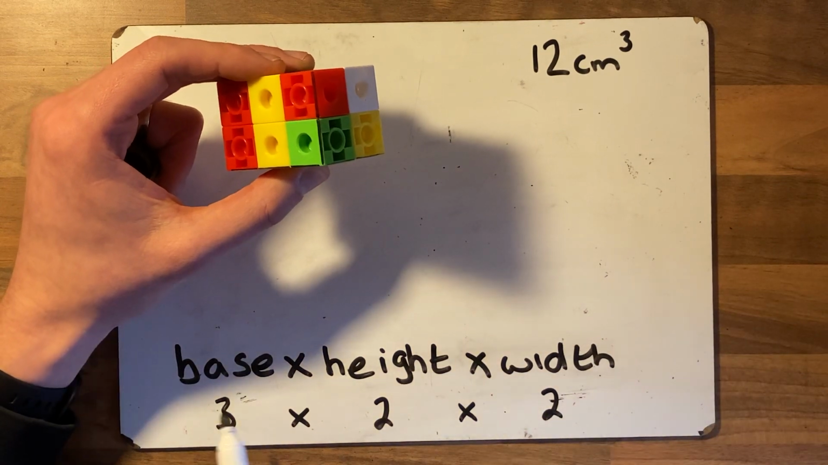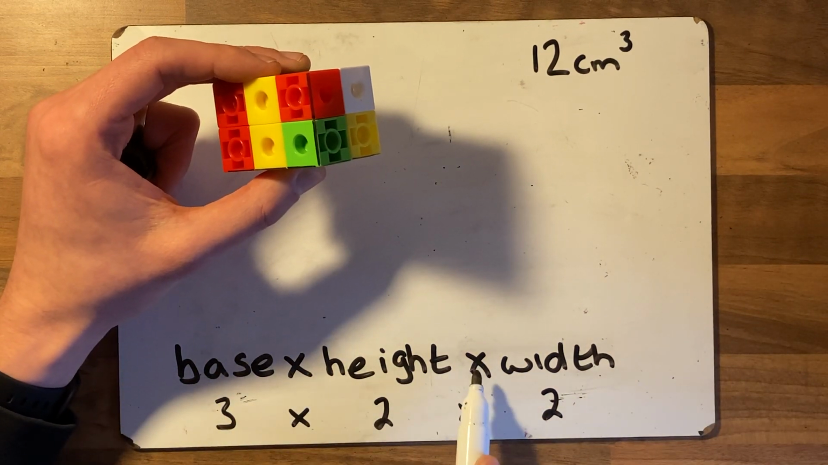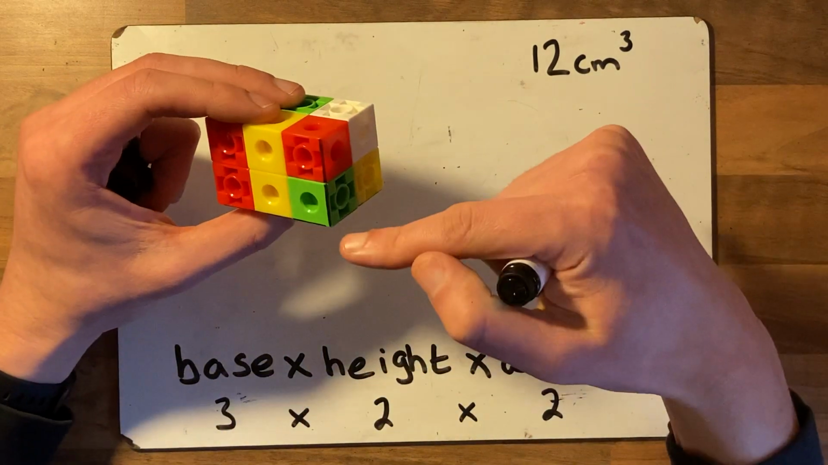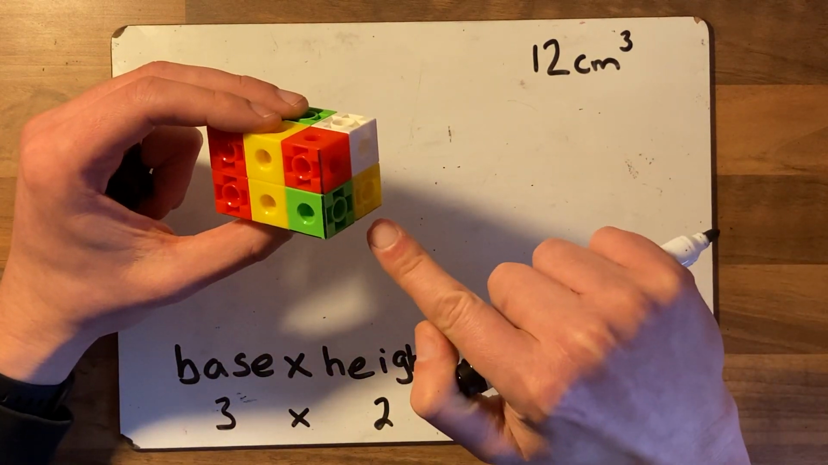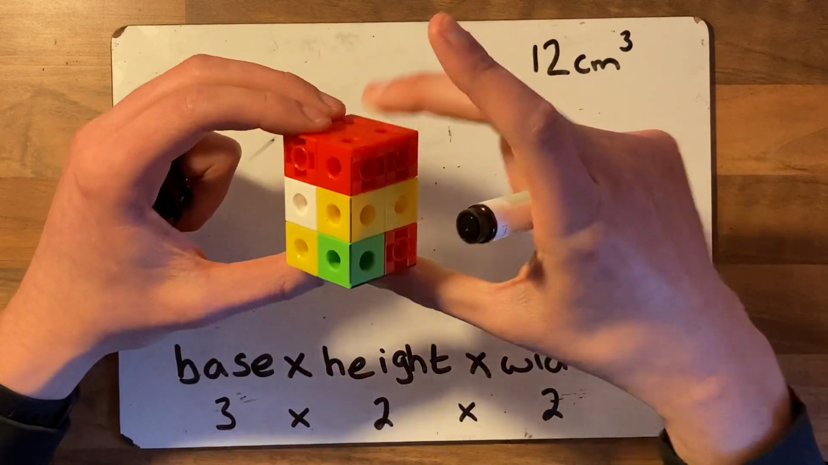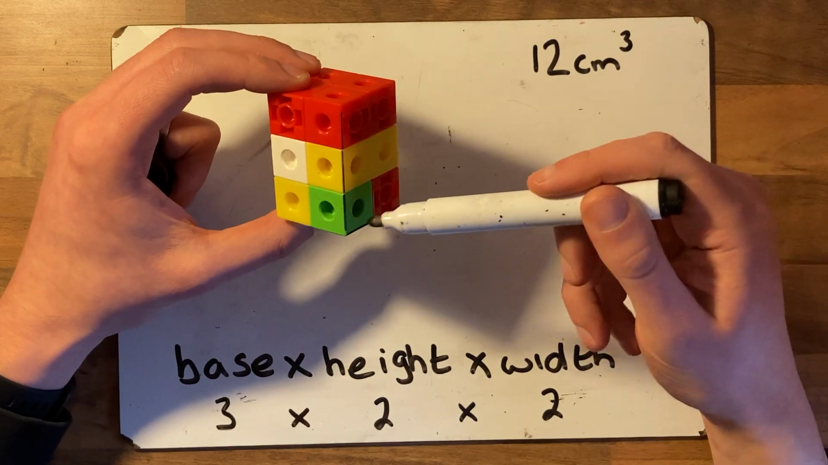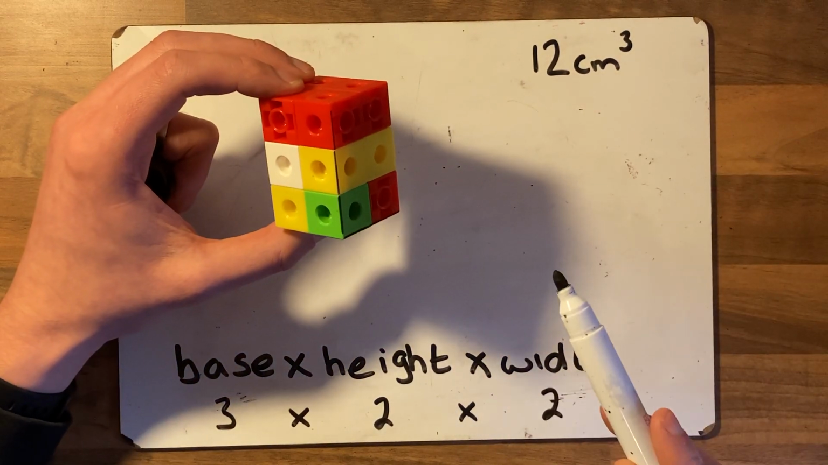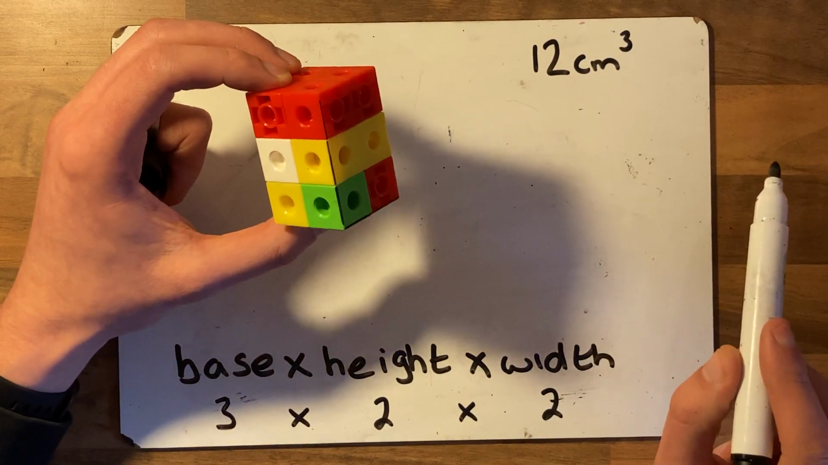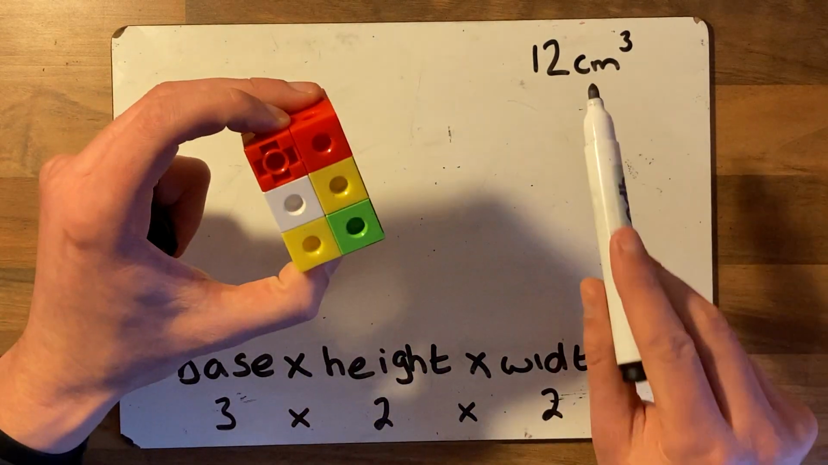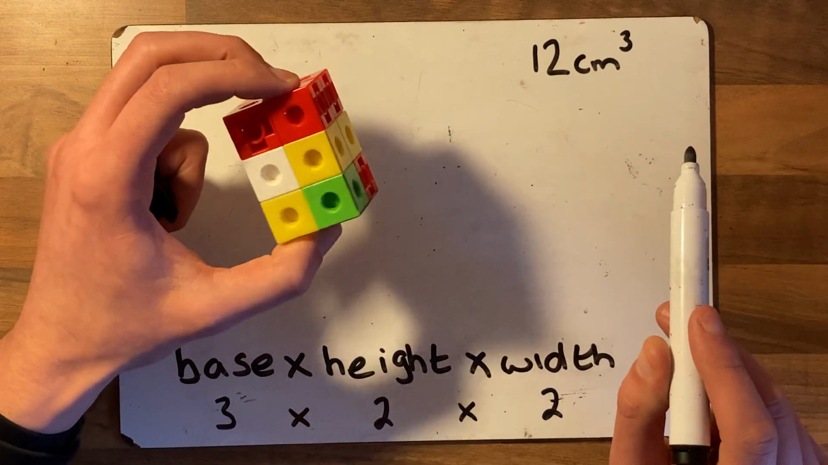But remembering the formula is base times by height times by width. So we've got the base, the bottom of the shape, times by the height, times by the width. And I could turn it round like this, couldn't I? To turn this into the base, this into the height, and this into the width. It would still be 3, 2, and 2 to always get to 12. And we actually counted how many cubes there were in that shape to prove that it was 12.